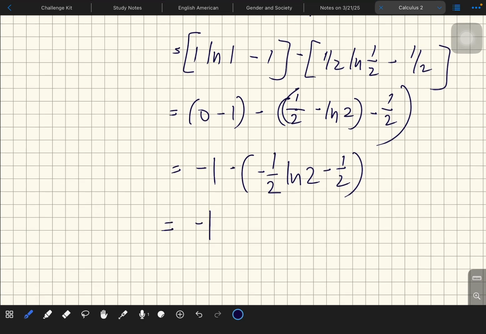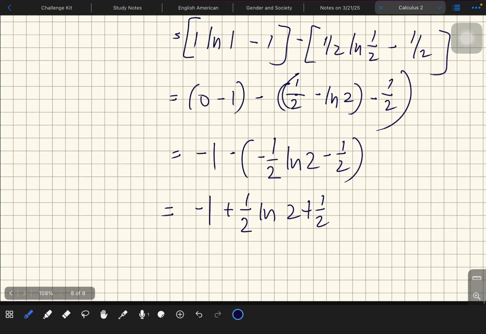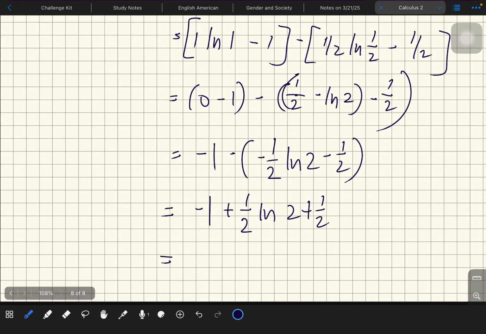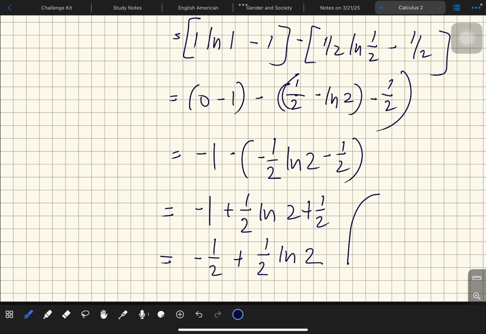So this will become negative 1 plus 1/2 ln 2 plus 1/2. We distribute the sign. So equals negative 1/2 plus 1/2 ln 2. So we have the final answer of 1/2 ln 2 minus 1/2.